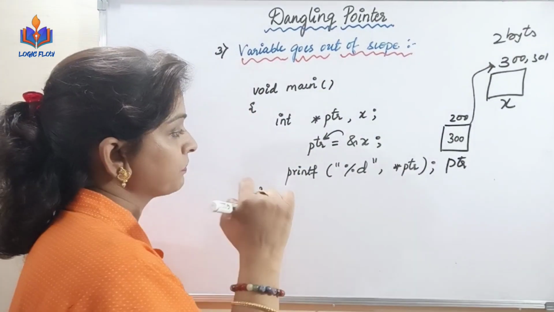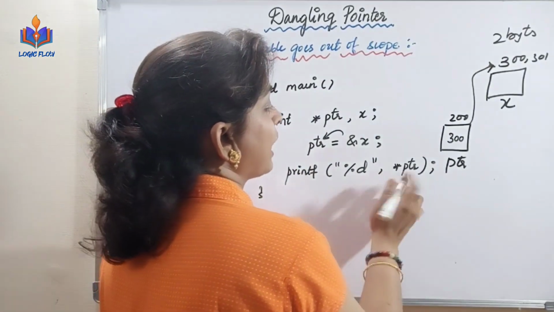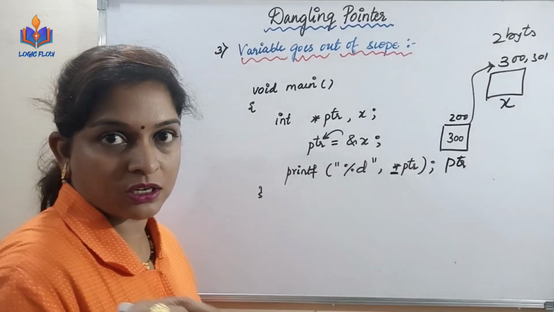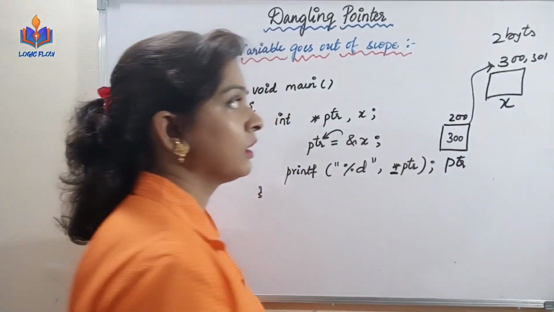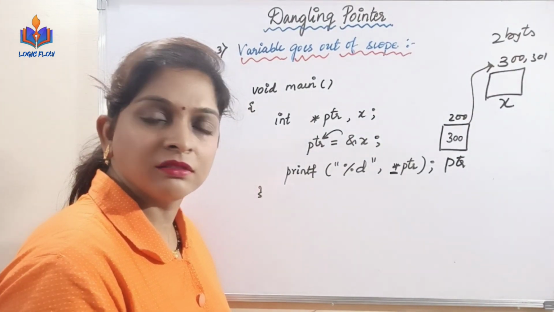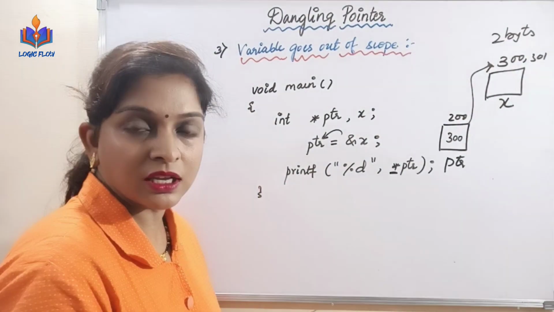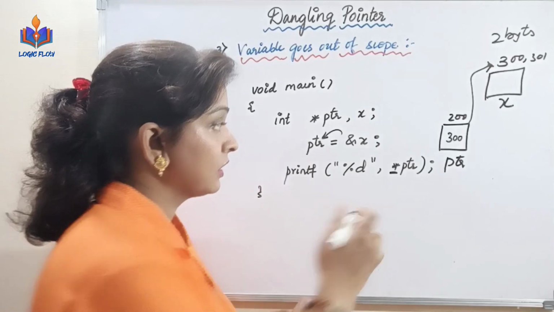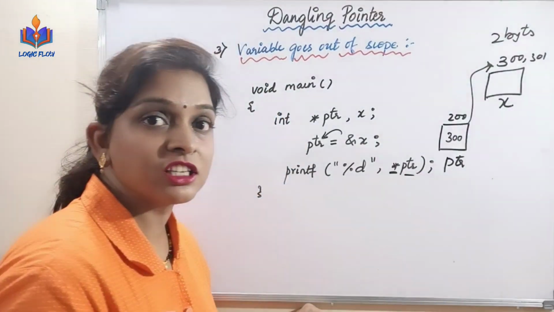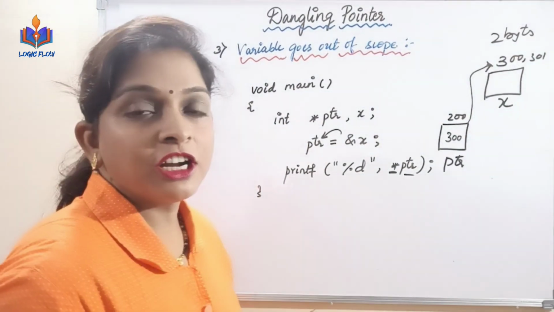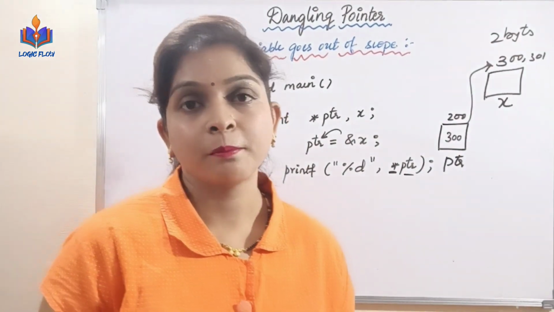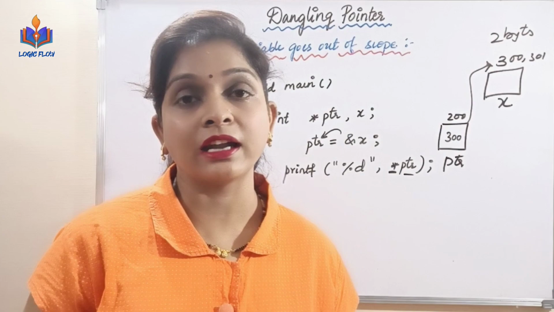Now I'll say printf an integer value at the location, asterisk PTR. So PTR is pointing to 300. Now what is there in 300? Nothing. We have not stored anything inside X. So here again this pointer is behaving as a dangling pointer. So these are the different ways how the pointer behaves as a dangling pointer.